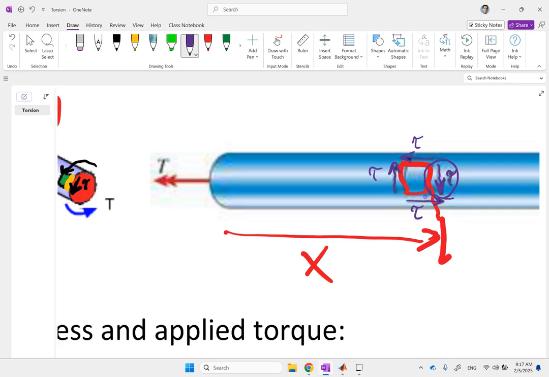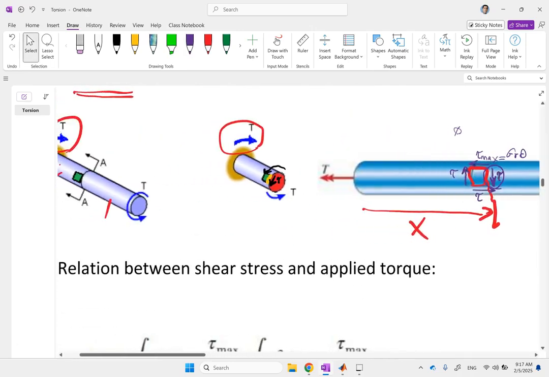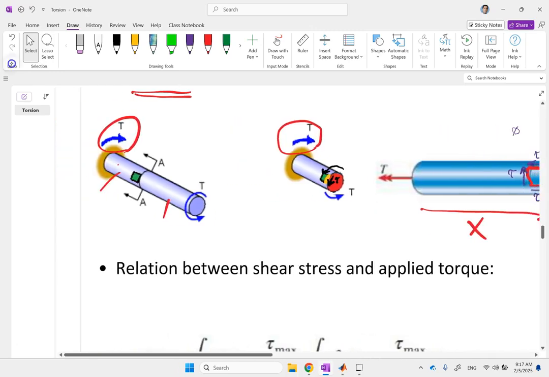If it's on the outer radius, this is going to be basically your tau max. And the value of tau max, remember how much it was. It was G R times theta, or G R phi over L. The question is, how do we find phi? We'll see. But this is basically your distribution of stress and the direction of stress on any arbitrary element anywhere on this shaft.